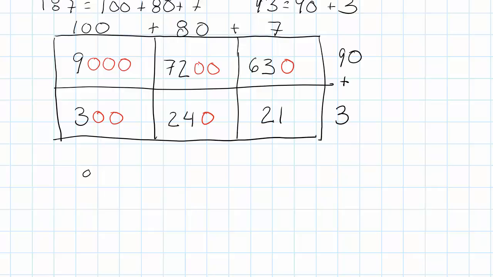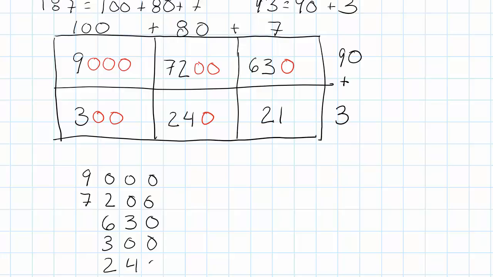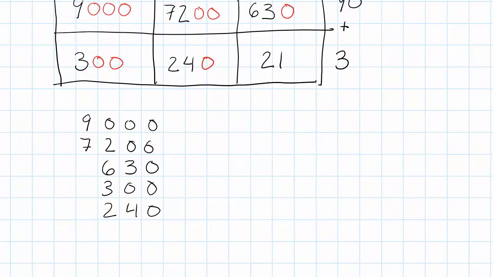So 9,000, 7,200, 630, 300, 240, and the last one is 21.